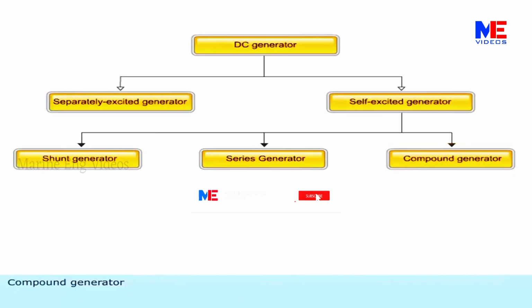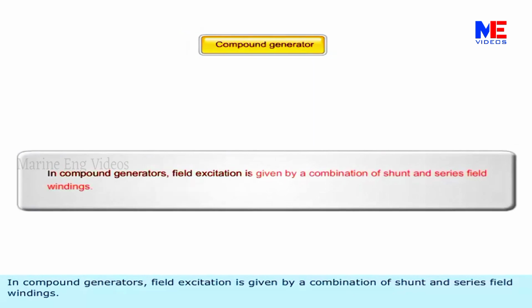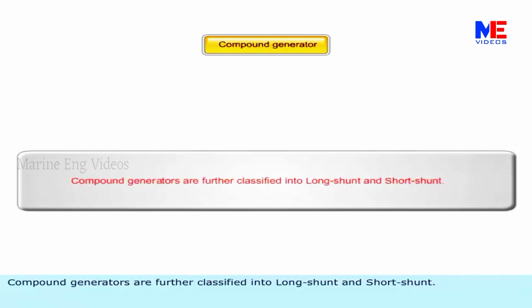Compound generator. In compound generators, field excitation is given by a combination of shunt and series field windings. Compound generators are further classified into long shunt and short shunt.